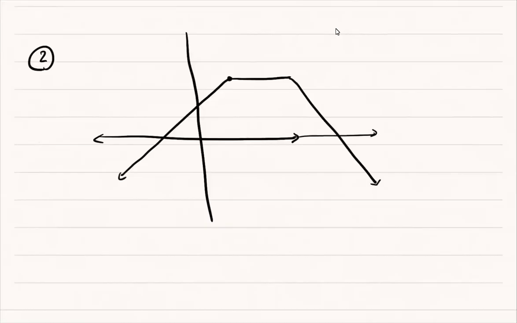Okay, let's label some points. I don't know how this is going to work out. I'm just coming up with this. So let's say this is (-2, 0). And let's say this is (2, 4). And let's say this is (4, 4). And let's say this is, it looks like (6, 0) or something like that.